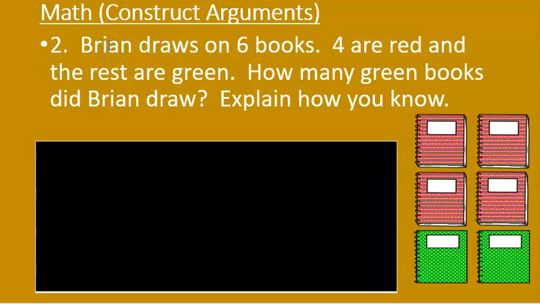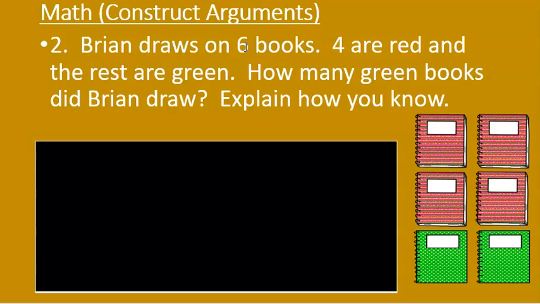Here we go again. Let's read from here. Brian draws on 6 books. How many books does Brian draw on? 6. Okay, so he has 6 books and he draws on them. So we keep reading right here because this really tells us what to do now. This here is explaining to us how many books there are in total.